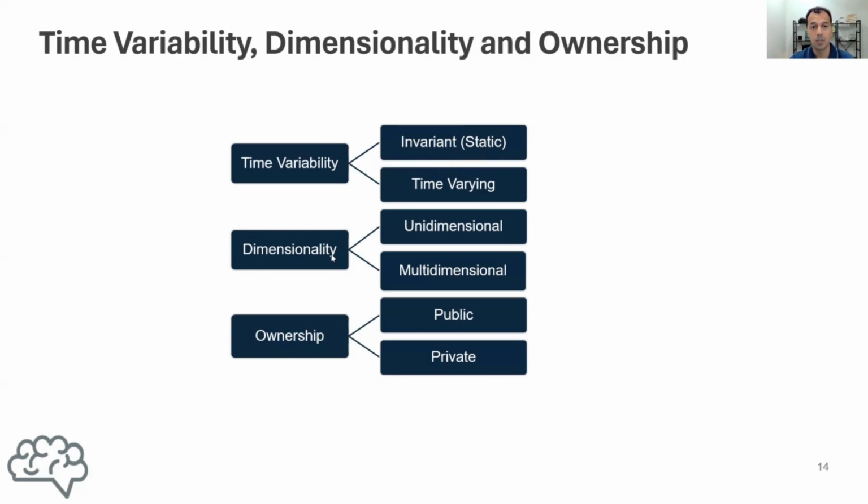Talking about the dimensionality, this corresponds to the number of variables that we have describing one specific data, and it can be unidimensional, which means that we have a single variable describing that object, or it can be multidimensional, meaning that we have multiple variables describing that specific object.